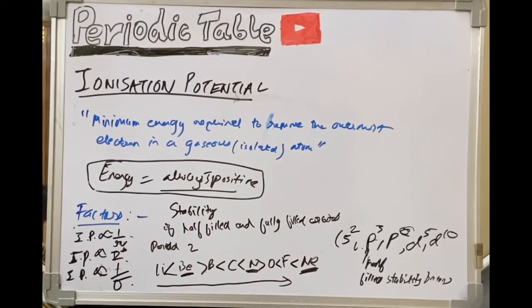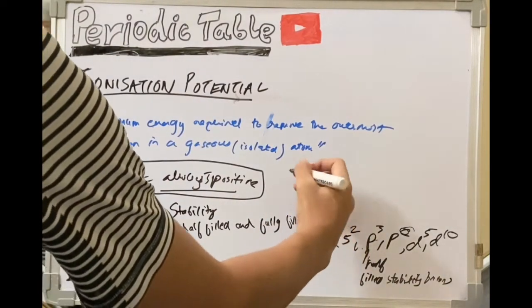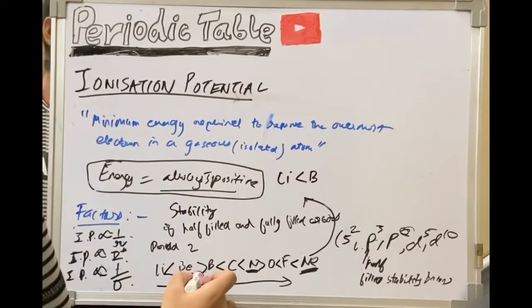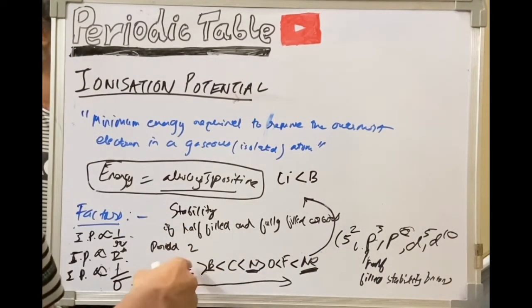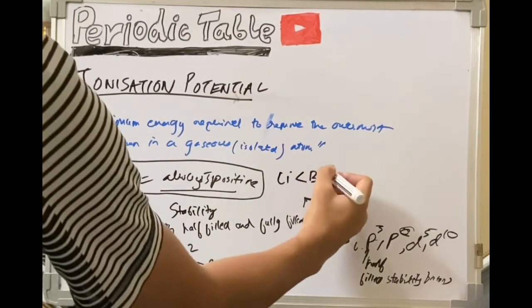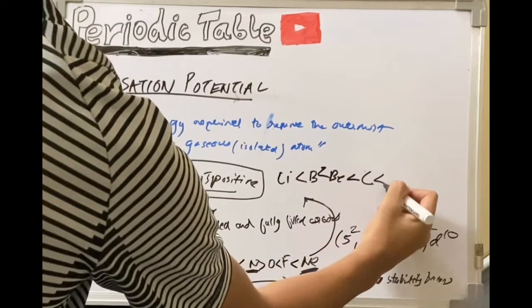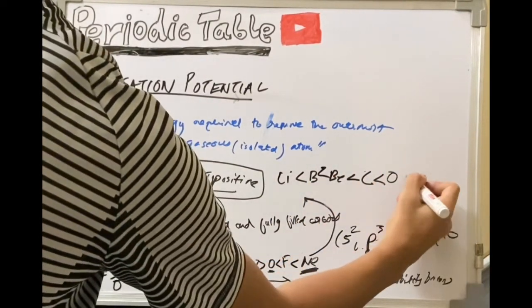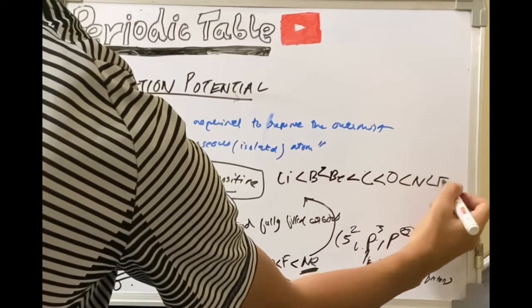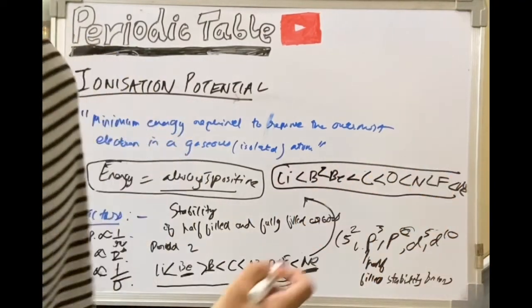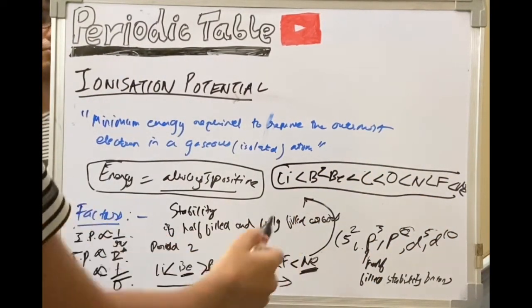So if we have to write it down in ascending order, it will be somewhat like this. There will be Li, then B, and then beryllium because it's comparatively more. Beryllium, then there will be C, and then again you will take O first, then N, then F, then Ne. So this will be the case for period 2 because of the stability of half-filled and fully filled orbitals.